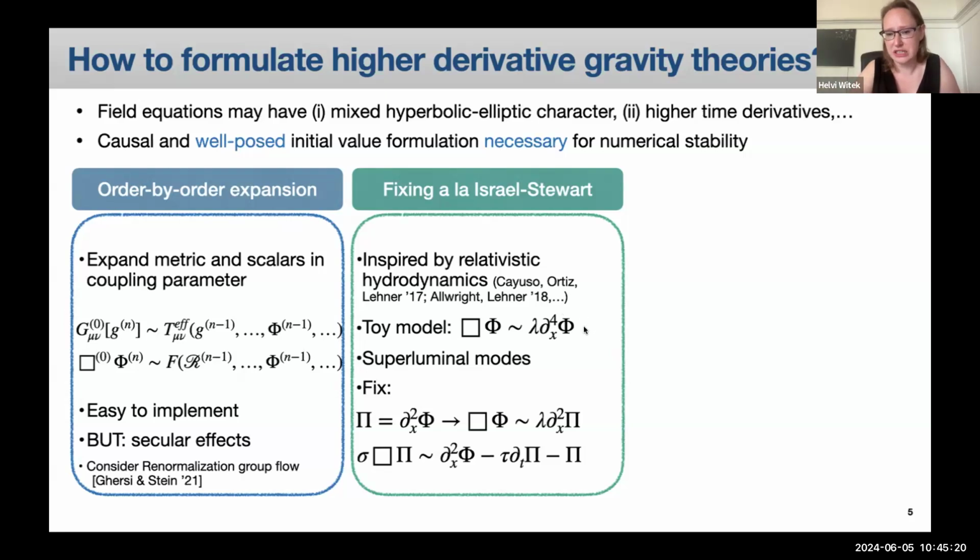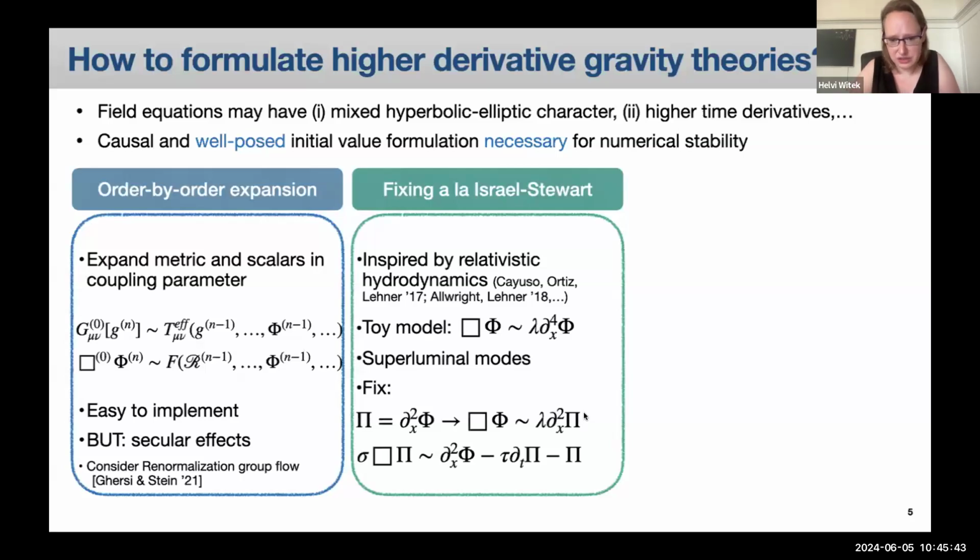If you just do a mode expansion, a mode analysis, for this equation, you find there are superluminal modes, so it's acausal. How could we fix it? Well, we could introduce a new field called pi, which is just a second spatial derivative of the original field, and rewrite our equation as a wave equation for phi, now with a second derivative of this new field.